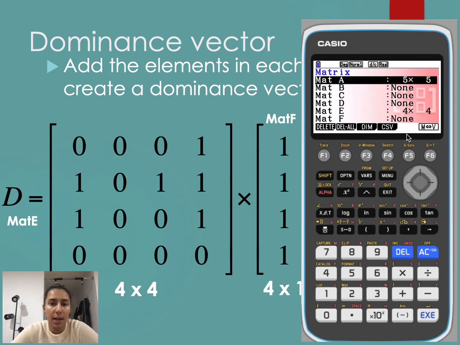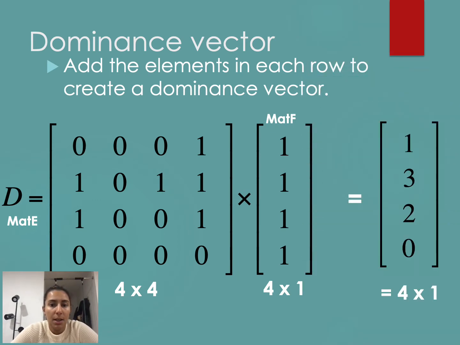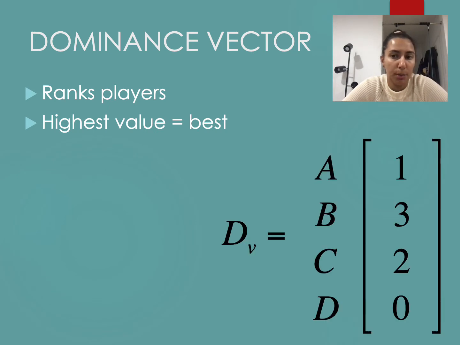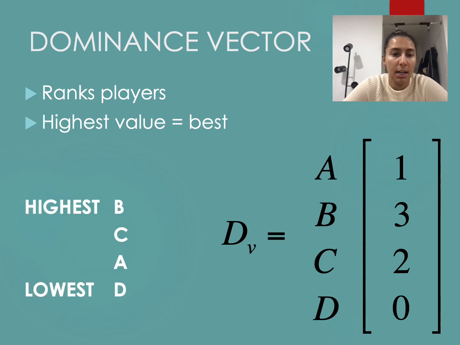So that's how you do that one, and that is a dominance vector. What this does is it ranks the players from highest to lowest. So if I was ranking, I have a 3 here, so B is the highest.